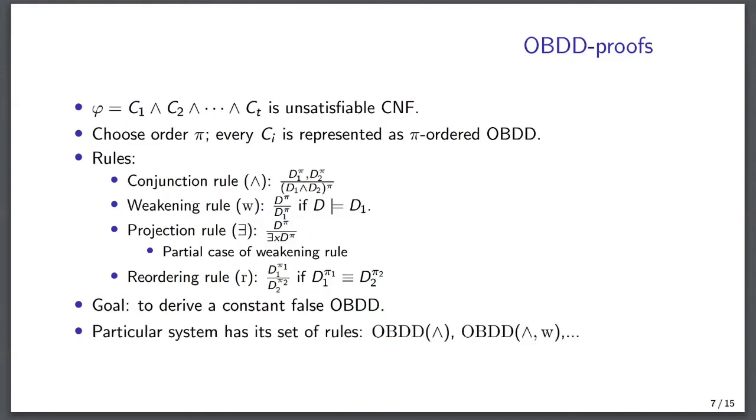Now I defined actually not one proof system, but many proof systems, and every such proof system is defined by a particular set of rules. For example, we can include only the conjunction rule, only conjunction and weakening, only conjunction and reordering, and so on. And now I will speak about some of these proof systems in detail.